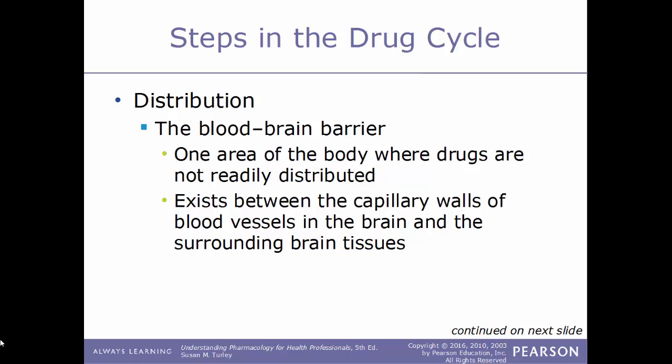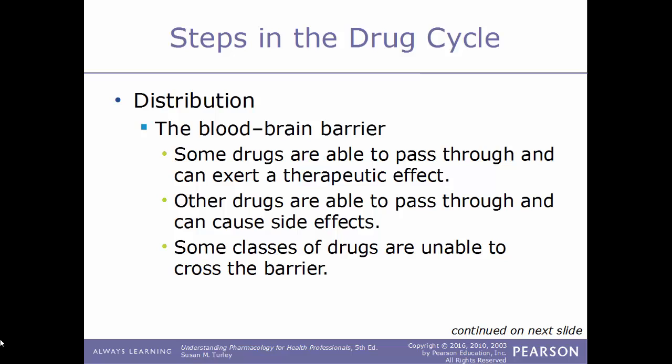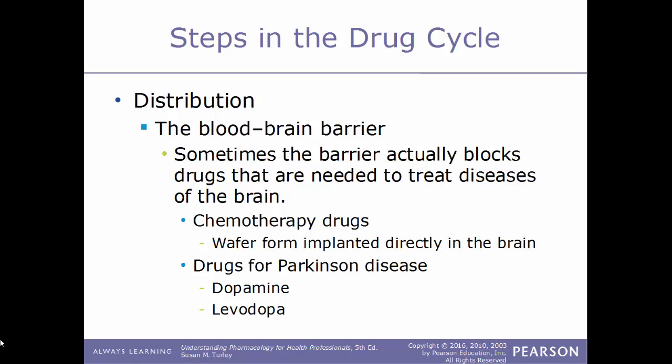Alright, that leads us to the blood-brain barrier. This is one area of the body where drugs are not readily distributed. Now, this exists between the capillary walls of the blood vessels in the brain and surrounding brain tissue, and in particular, a special type of nerve cells called astrocytes. Some drugs are able to pass through and can exert a therapeutic effect, and other drugs are able to pass through and can cause side effects. And there are some classes of drugs that are completely unable to get across this barrier. And sometimes the barrier actually blocks drugs that are needed to treat diseases of the brain.